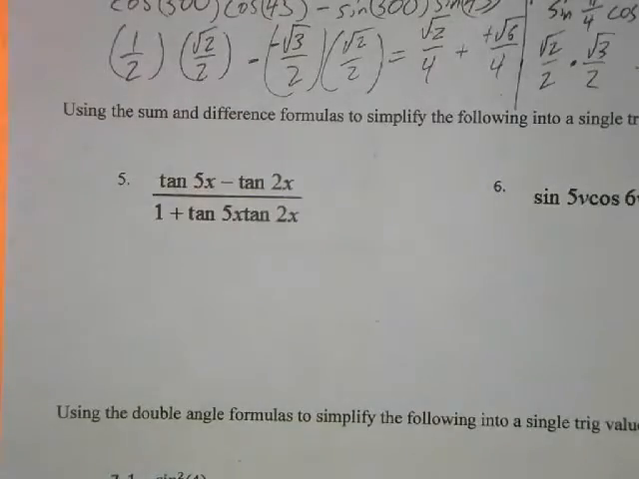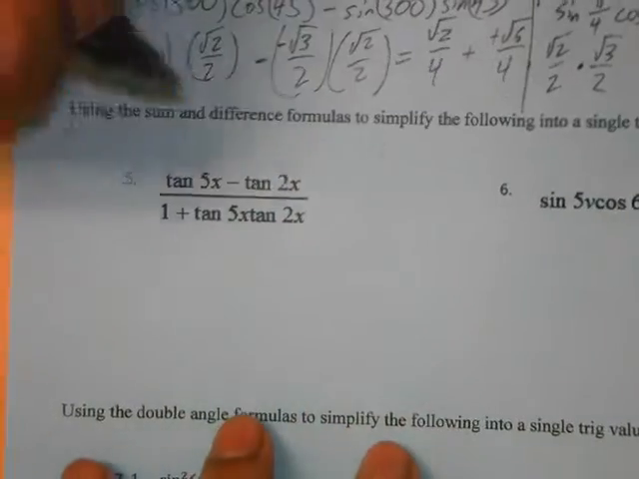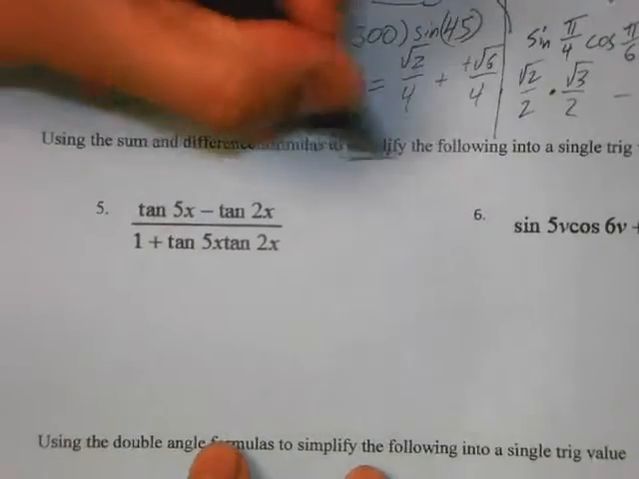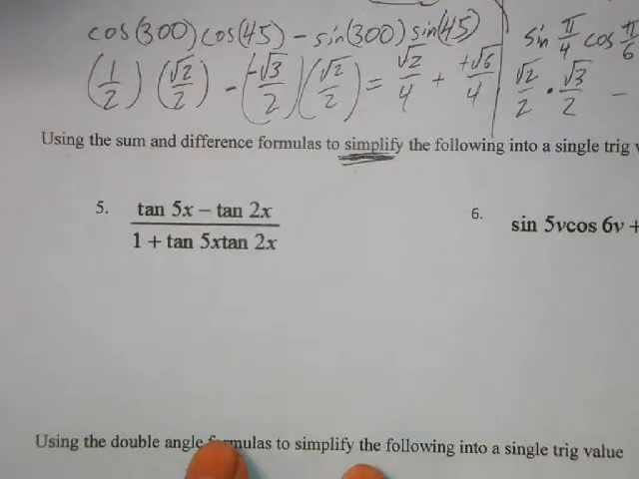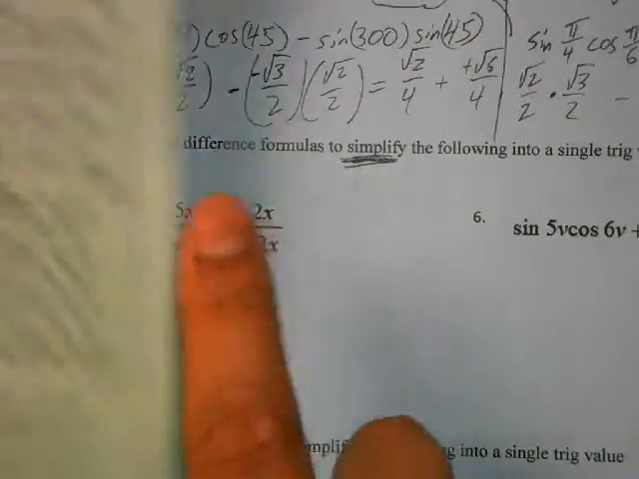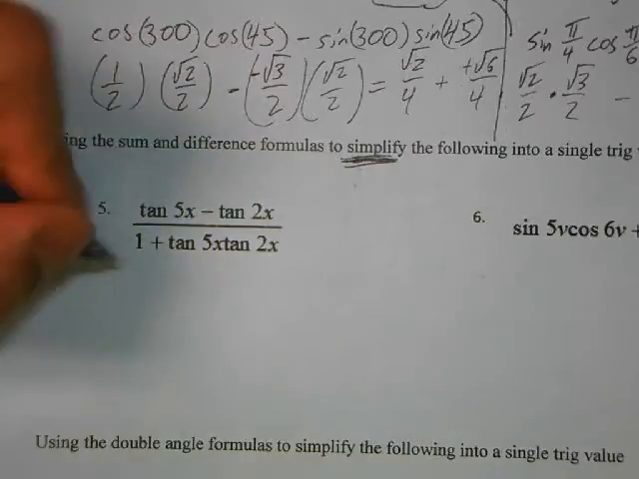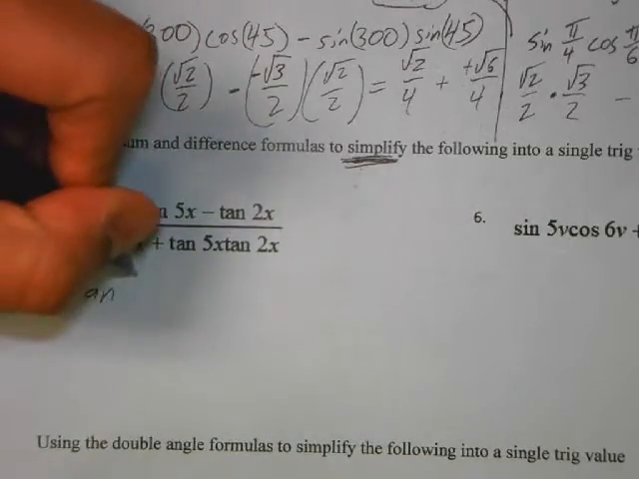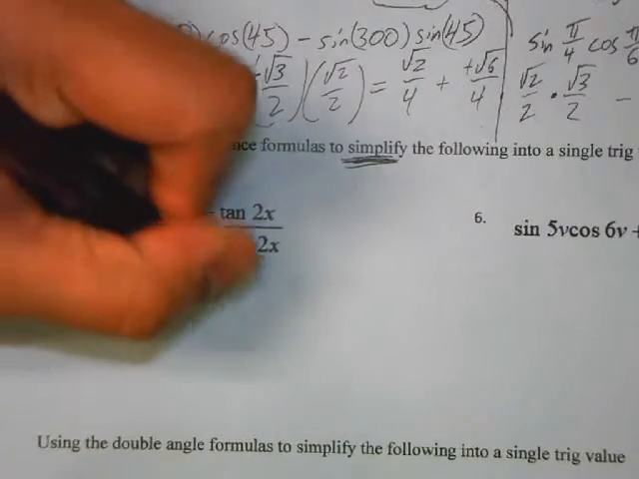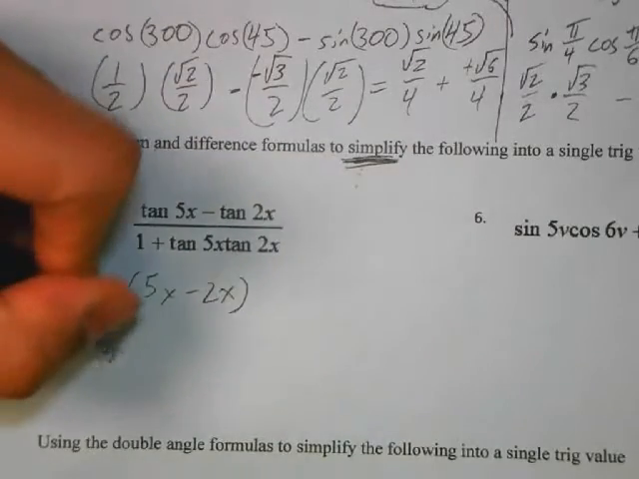So the next section is actually a really easy section, okay? It says sum and difference formulas to simplify, right? We are just rewriting or condensing, right? All we do is we match this up with one of our sum and difference formulas. Ooh, look, that tangent formula right there. And say, hey, this is going to end up equaling tangent 5x minus 2x, which is just tangent 3x.